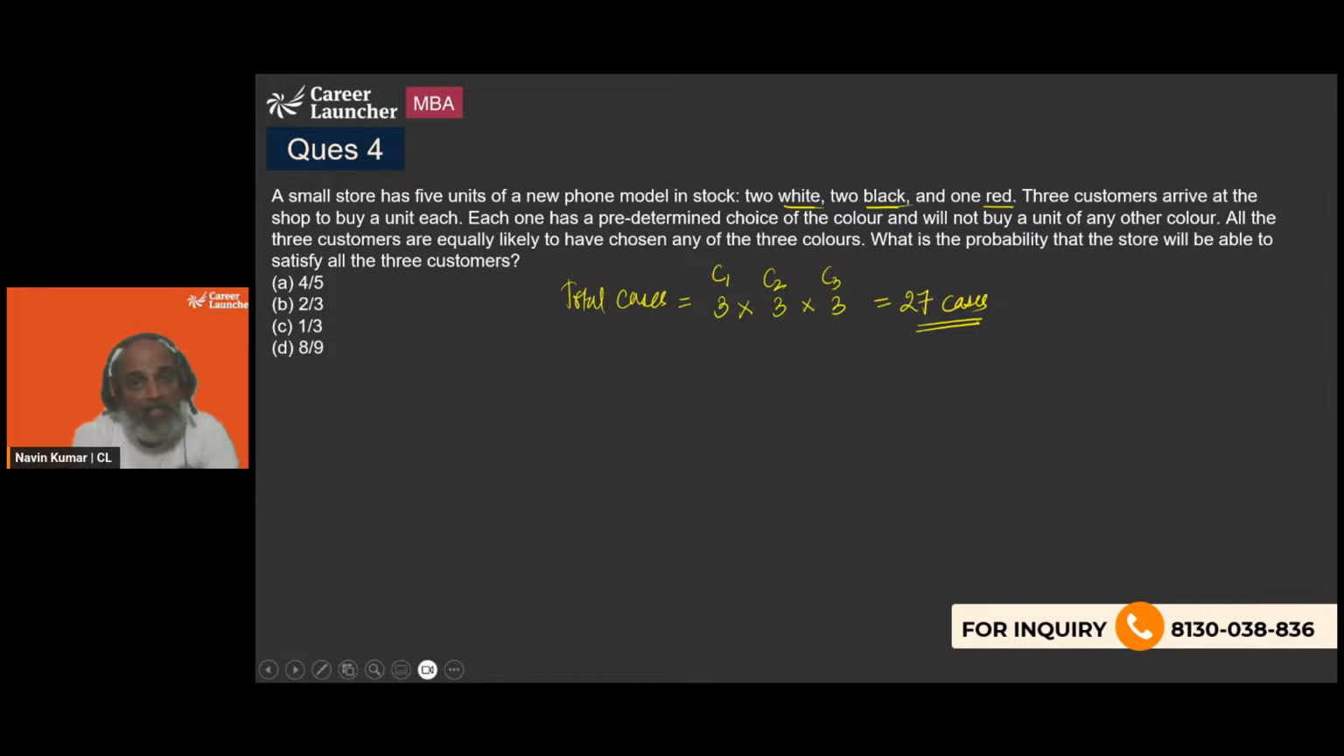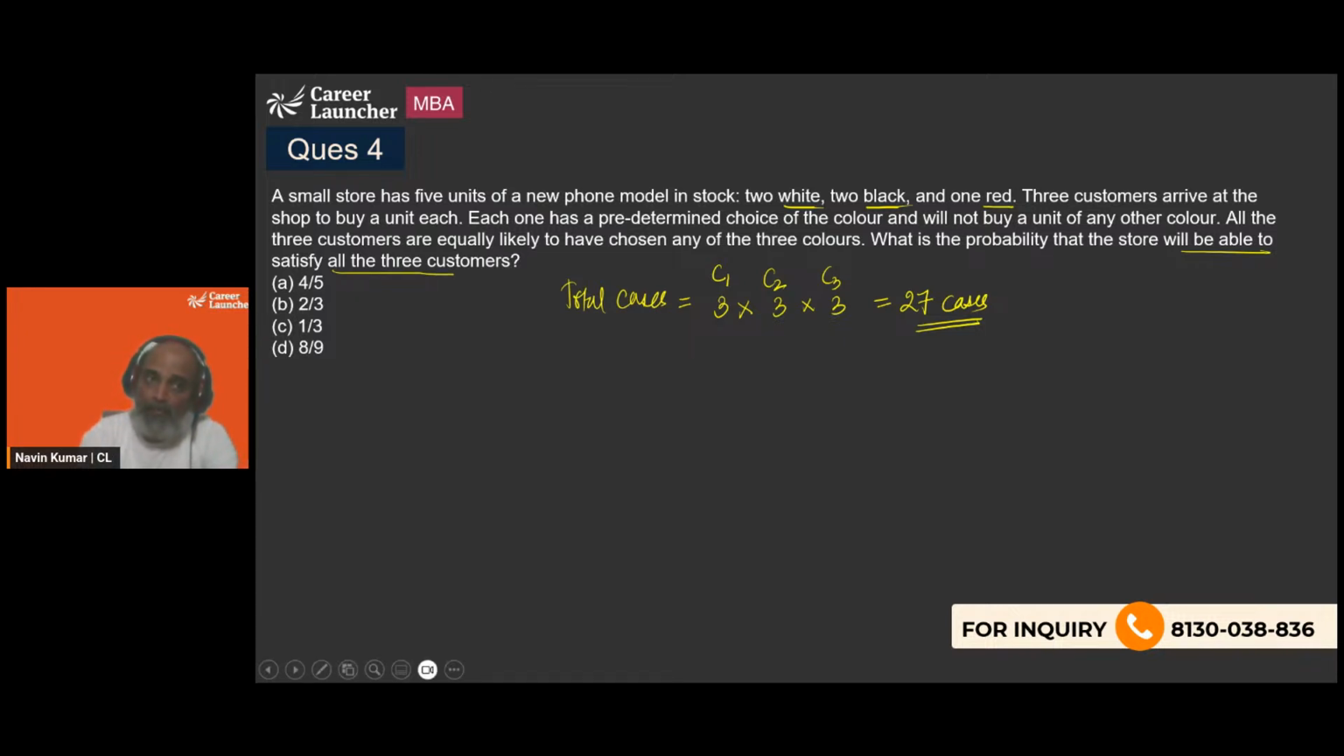Now, out of these 27 cases, if all the 3 customers ask me that they need white colored phones, will I be able to provide that? No, I won't be able to. Right? If 2 customers ask for black colored phones and one of the customers needs a white color, will I be able to provide that? Yes. So we are asked to find out that we will be able to satisfy all the 3 customers.